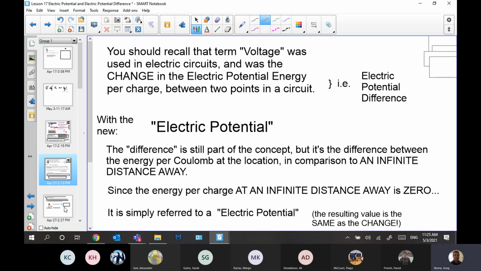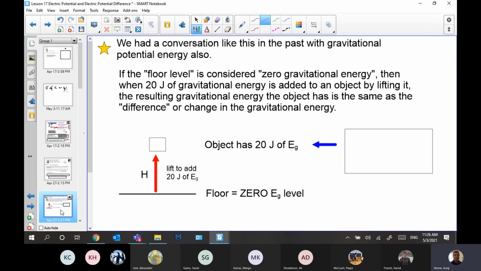So I'm going to come back to this page probably in a second, but I'm just going to put it in simple terms for you here. Think of the gravity potential energy stuff. We talked about how we could call it delta EG if we want, but since we're comparing it to a 0 level at the floor, we just called it gravitational. So if I lift something, give it 20 joules of energy, right?